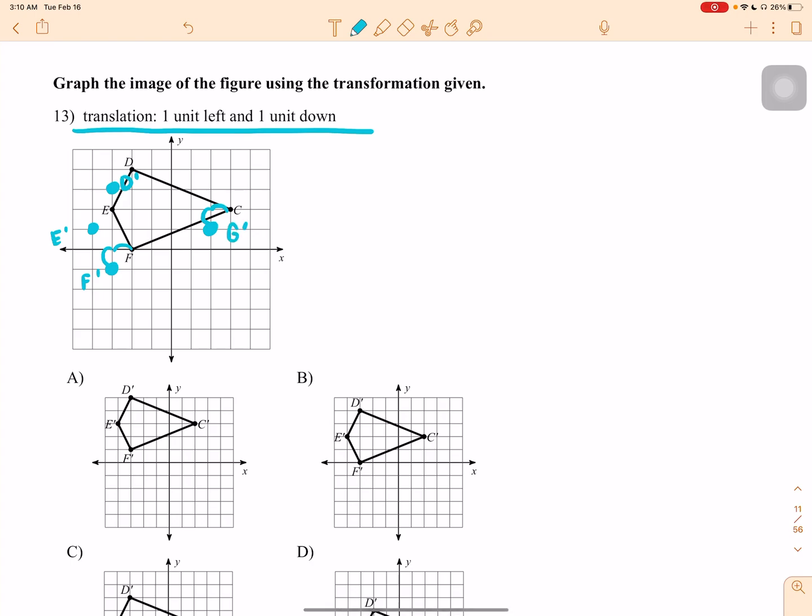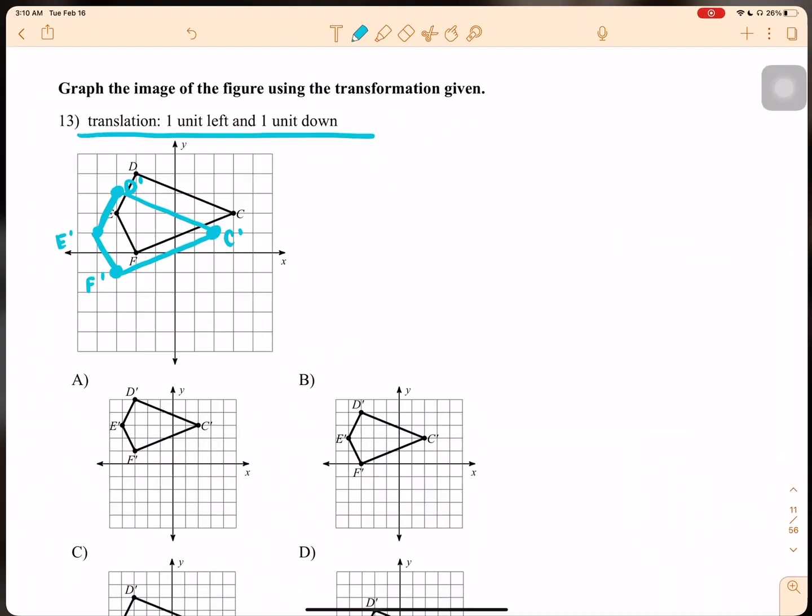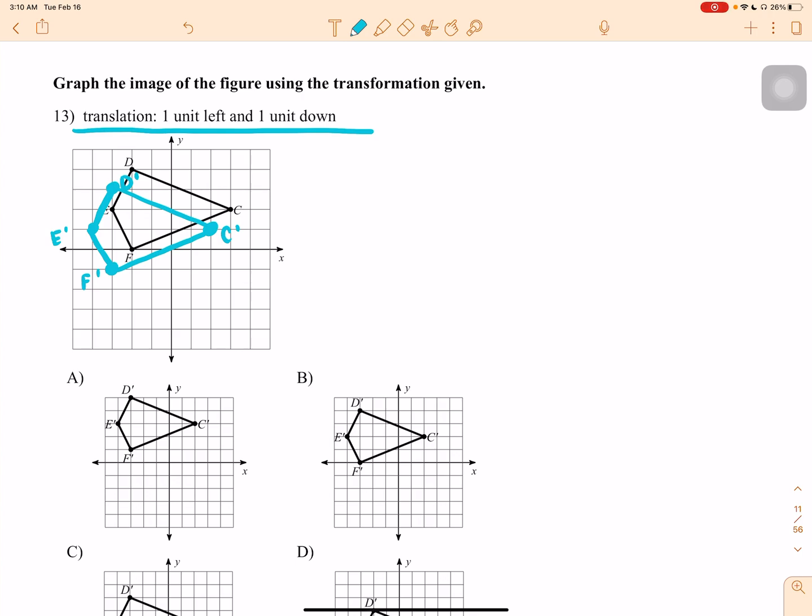This will be, oh, that's a C, not a G, sorry. C prime. Okay. So again, I'm going to go ahead and erase my little jumps and whatnot, just because I like it to look a lot cleaner. So I'm going to sketch my new shape if I did that translation that was stated in the directions. So now I'm going to look to see which one has the correct graph.